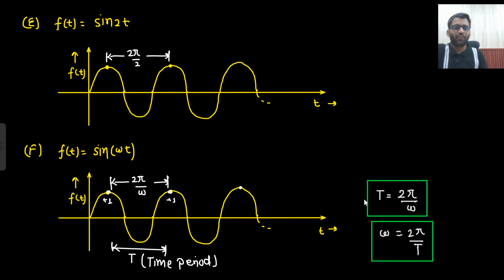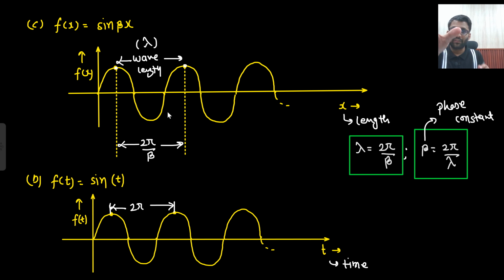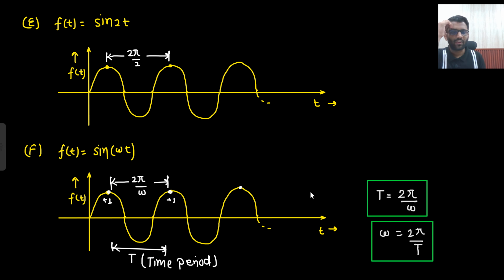What is the meaning of T? T is time period, which we already know, but that is equivalent to 2 pi by omega. Why is it equivalent? We draw the graph, we get to know that this window is 2 pi by omega. So T is equals to 2 pi by omega. And here this was the wavelength, because we were drawing with respect to x. So this we can call as wavelength, and this is equal to 2 pi by beta. Beta is phase constant, lambda is the wavelength, T is the time period. Omega is known as angular frequency. Okay, angular frequency. We call it angular frequency.